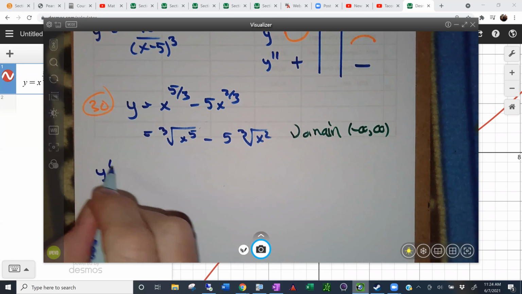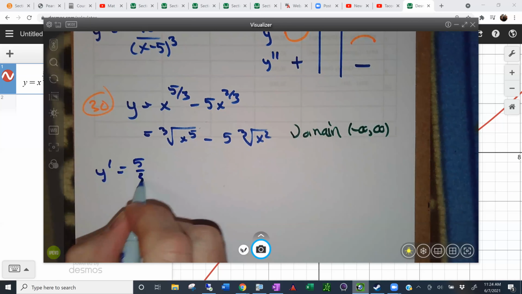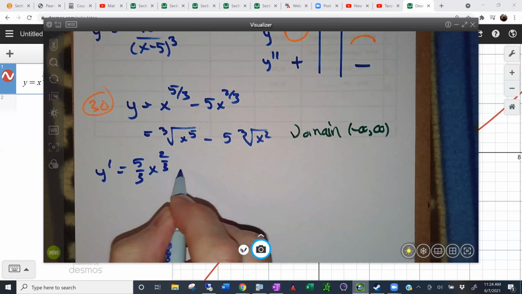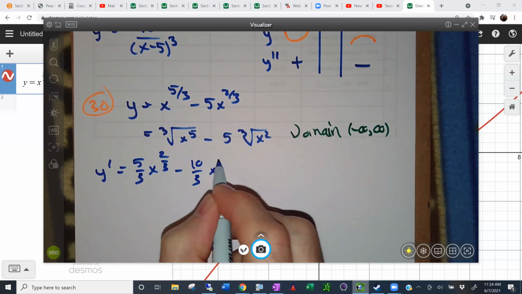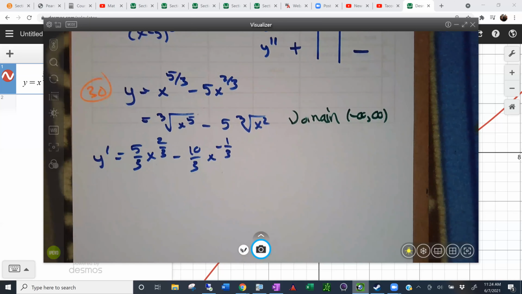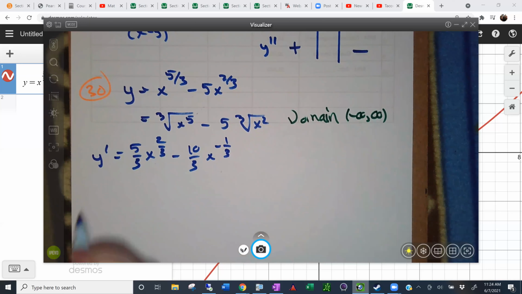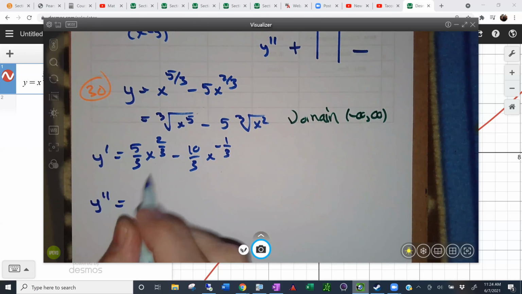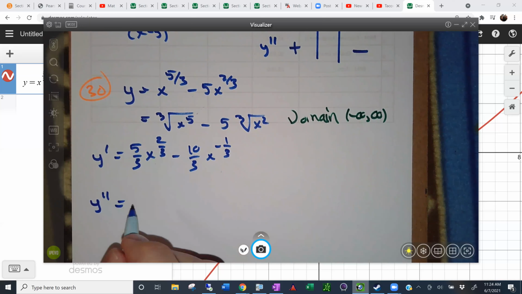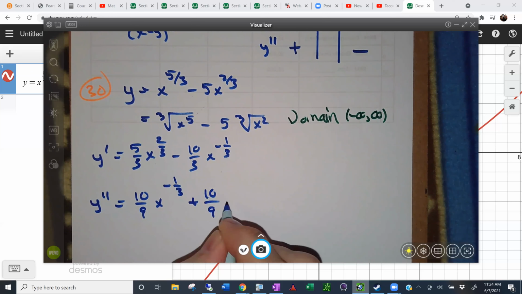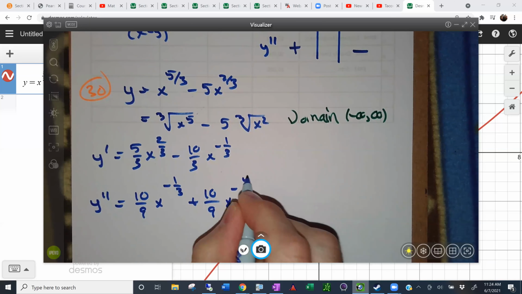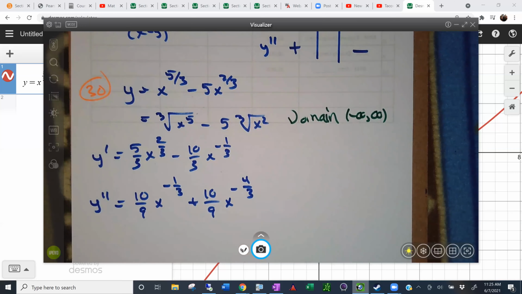So y prime is going to be 5/3 x to the 2/3 minus 10/3 x to the negative 1/3. And while we're at it, we might as well calculate y double prime. 2/3 times 5/3 is going to be 10/9 x to the negative 1/3. Negative times negative is going to be positive. This time I'll get 10/9 and x to the negative 4/3, just subtracting 1 from the exponent each time.